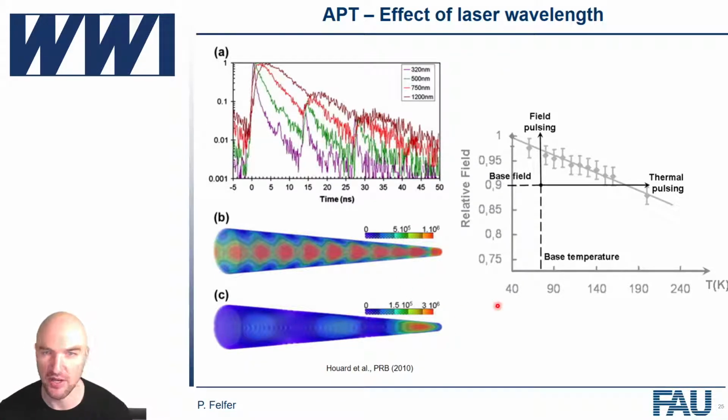And so the heat needs to move out here. And so the shorter the wavelength is, the closer the maximum of this heating moves to the tip apex. And this is why we like shorter and shorter wavelengths. So this is why we've moved from infrared to green, to UV, to near UV, to deep UV.